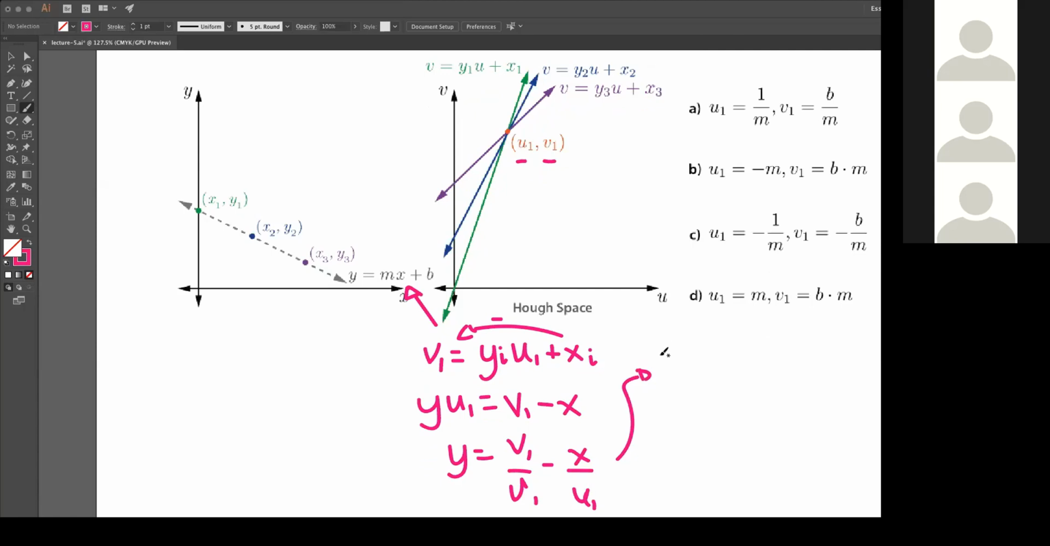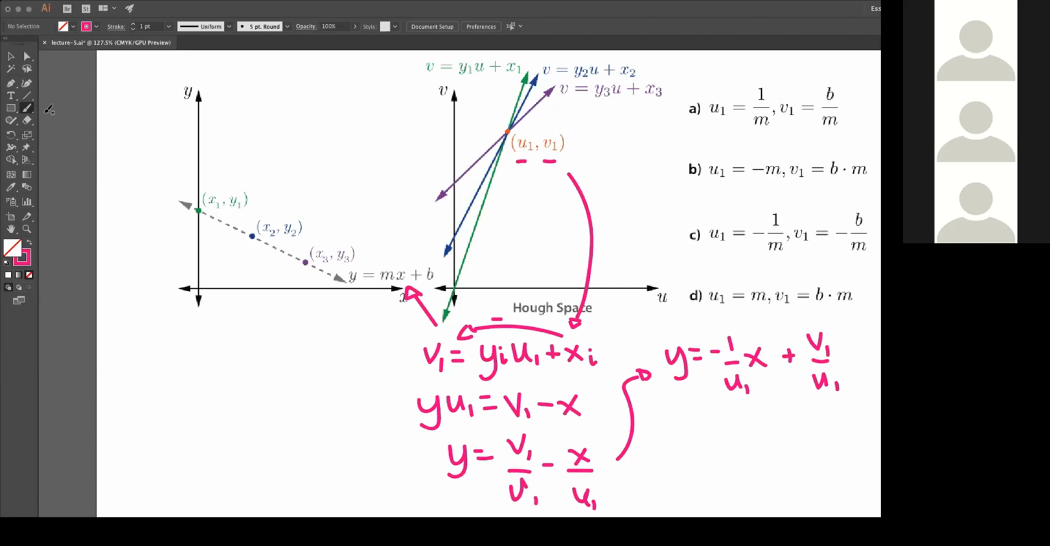So I'm going to do y is equal to, I'm going to put this one first. I'm trying to put this in y equals mx plus b form: minus 1 over u1 times x, plus v1 over u1. All I've done is take an equation that has to be true in Hough space if those points intersect. I'm assuming they intersect, and if they do, I've just rearranged that equation to match the way it's represented here.